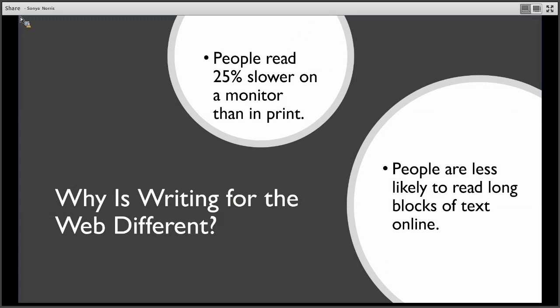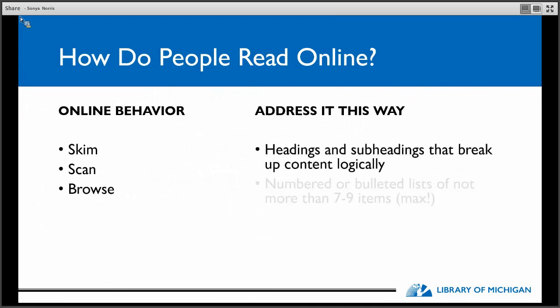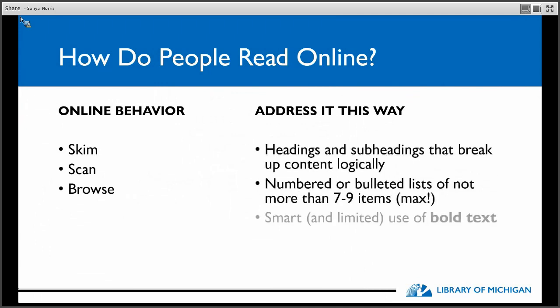For one thing, people read 25% slower on a monitor, so they're less inclined to read a lot. Also, they're less likely to deep dive into long blocks of text. When online, people tend to skim, scan, and browse, rather than settling in to take in large amounts of information.